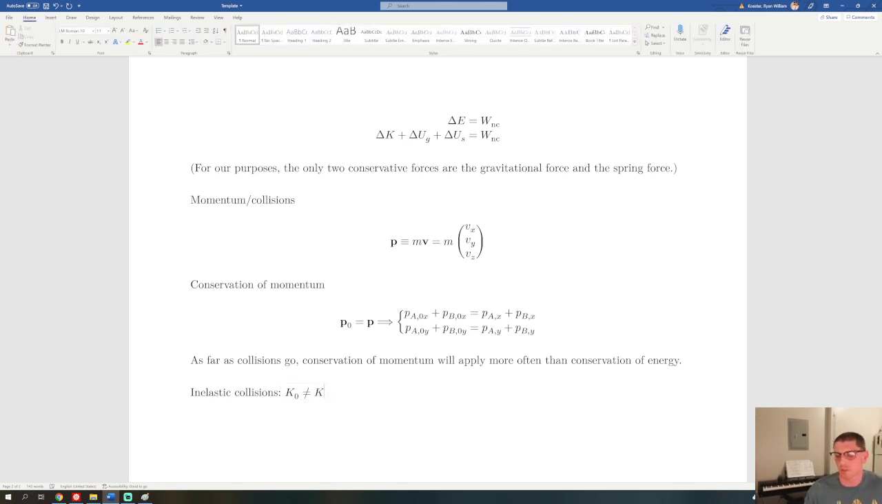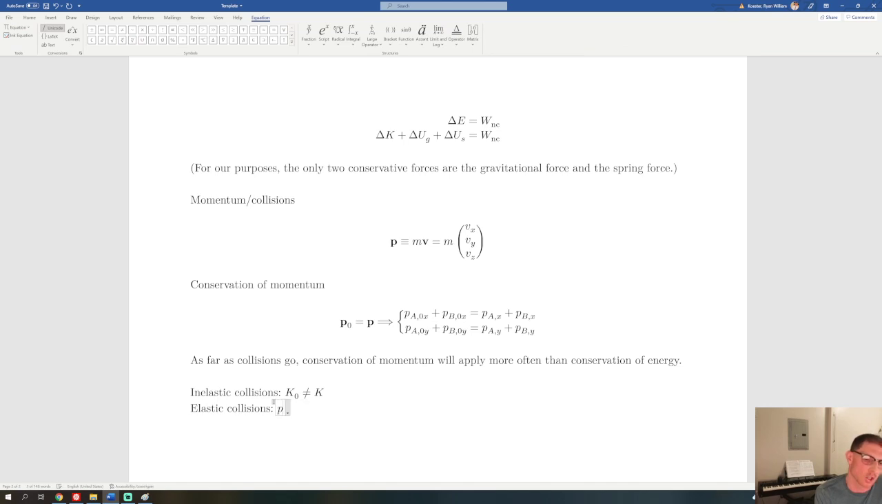Can somebody double check me? Because like I said, I can never remember the terms, but I think that inelastic means that we can't apply conservation of energy. And then for elastic collisions, okay, cool, thank you. We could write that the initial momentum equals the final momentum, and the initial kinetic energy equals the final kinetic energy.